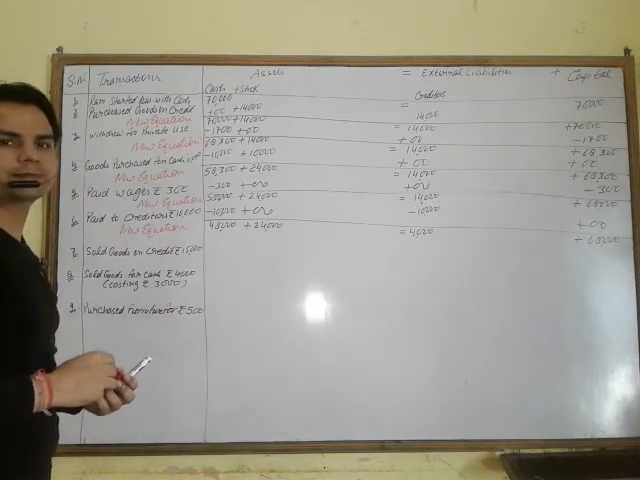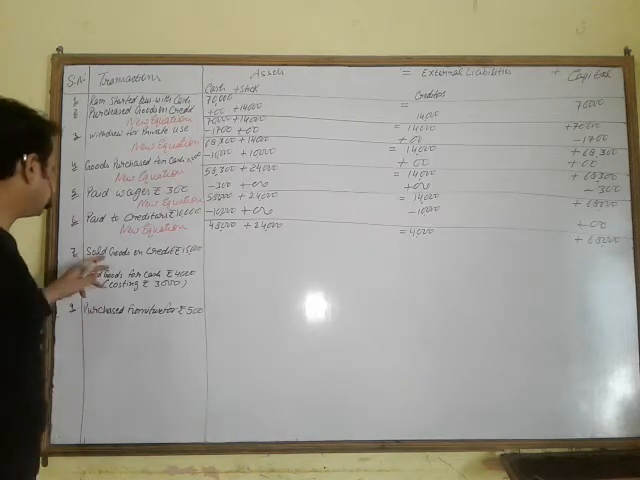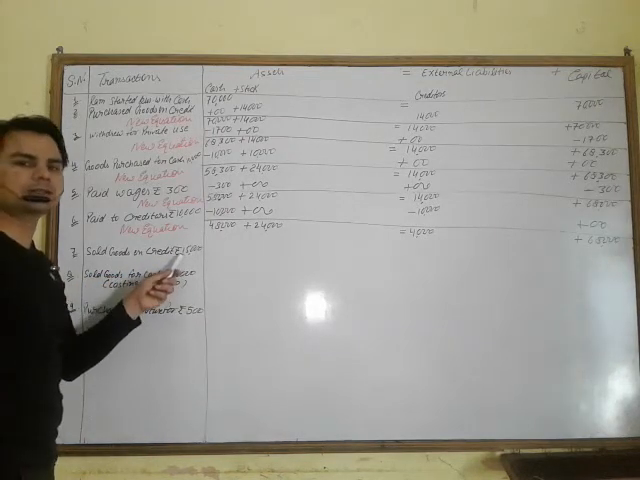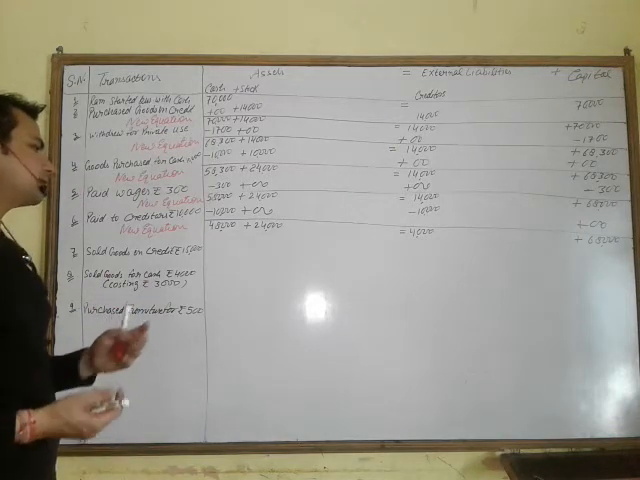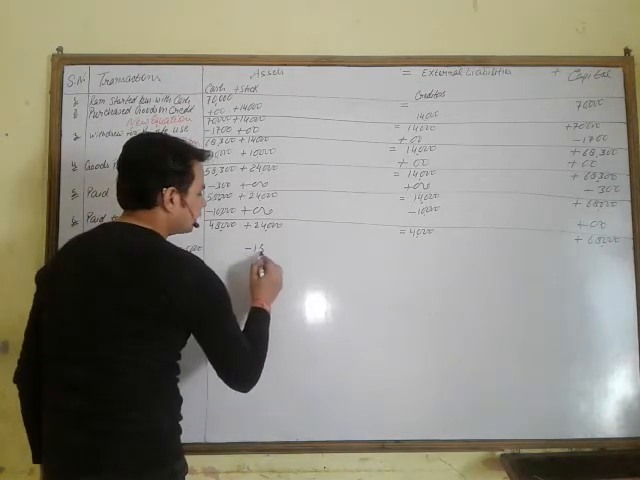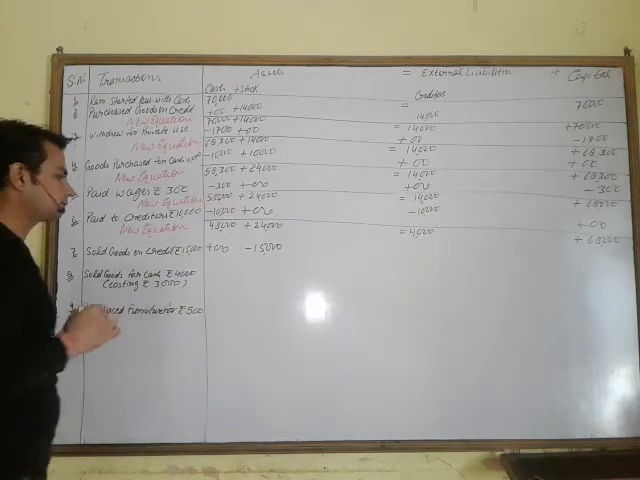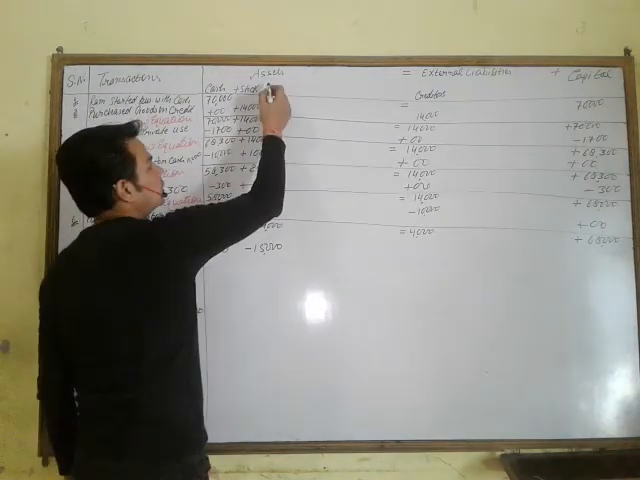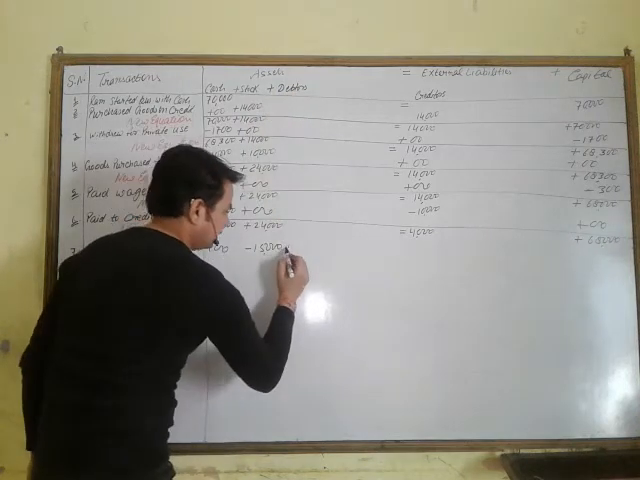New equation. The next transaction is sold goods on credit, rupees 15,000. When we sell goods on credit basis, it's simple that we can say the goods will reduce, the stock will reduce, minus stock 15,000. Add 0 in cash. We have sold goods on credit basis, it will increase our debtors. So add a new head in the name of debtors. They are 15,000.